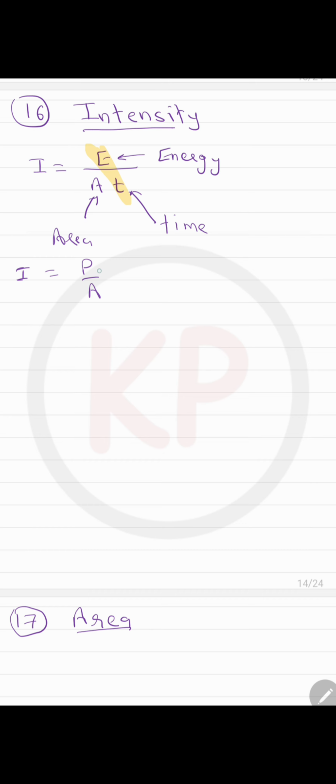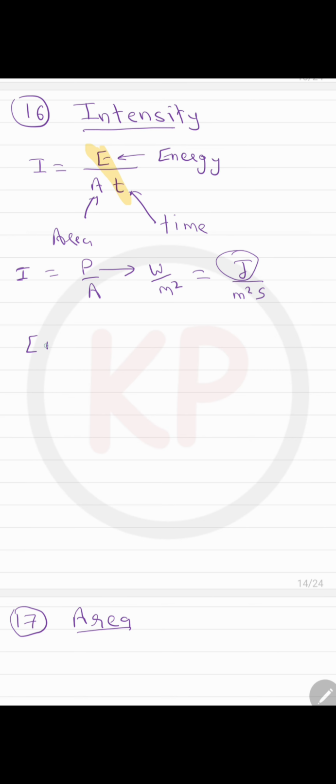Unit: the unit of power is watt, area is meter square. So watt per meter square is a unit of intensity. We can also say watt comes from joule per second. So joule per meter square second is also the unit of intensity. There are also too many units of intensity. You can make it from joule is Newton into meter, then Newton is once again kg meter per second square, and all. You can put those and find out different formulas, different units of intensity.